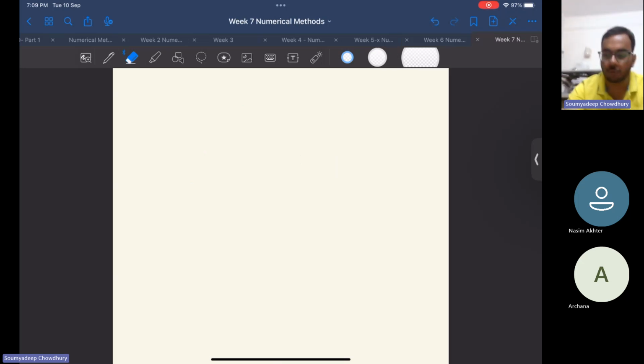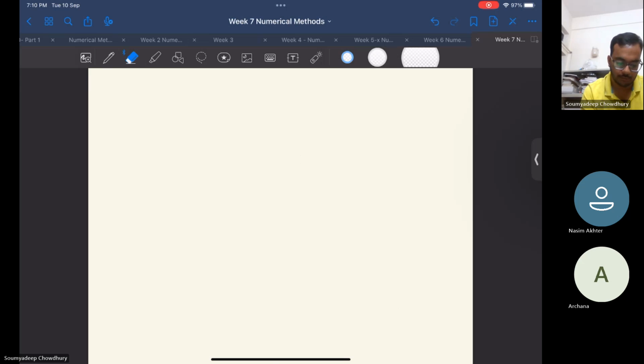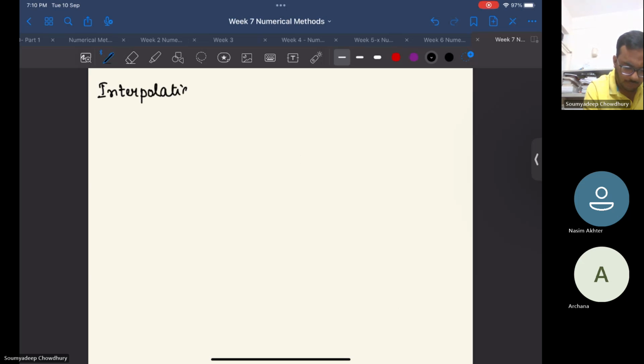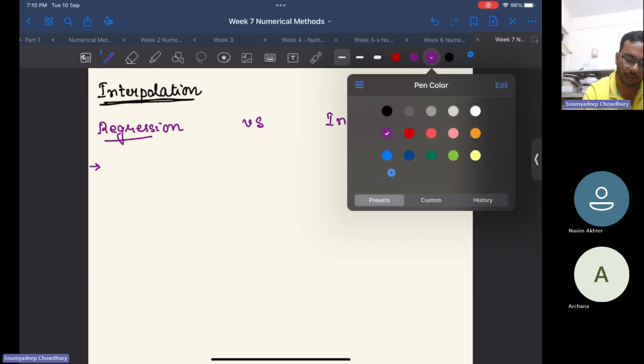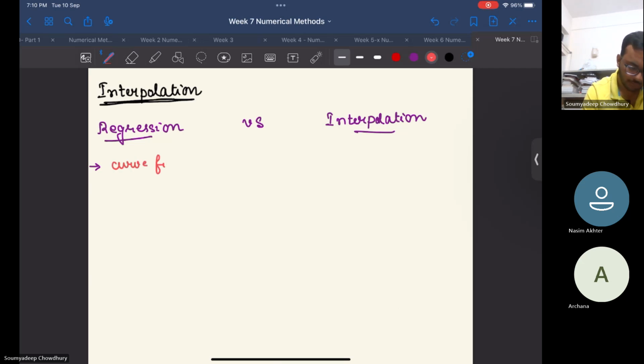Now today we will look into a new topic which is called interpolation. First we need to understand what interpolation is and what the difference is between regression and interpolation. Side by side, we'll look into both concepts and try to understand the difference. So here we are talking about regression versus interpolation. Regression is nothing but a curve fitting technique.